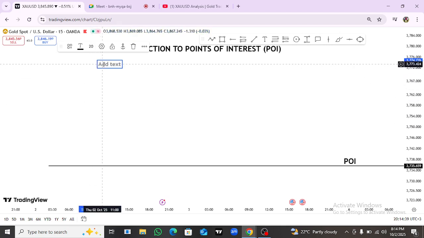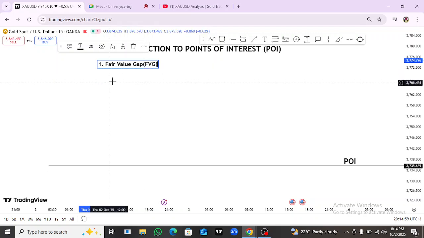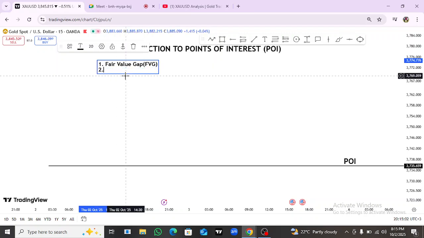Number one, we have a point of interest which is called a fair value gap, normally called an FVG. Another thing that we have is what we call an order block. We shall be studying each and every one independently so that we can have a clear understanding of what we are dealing with.